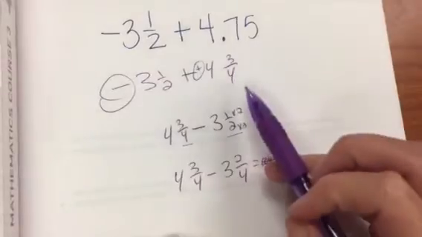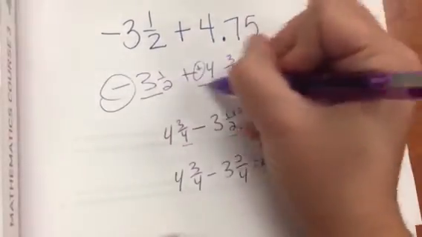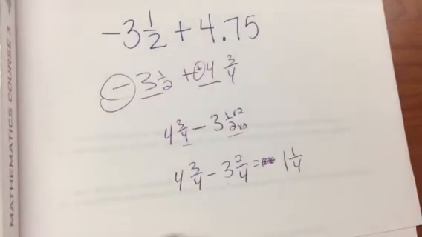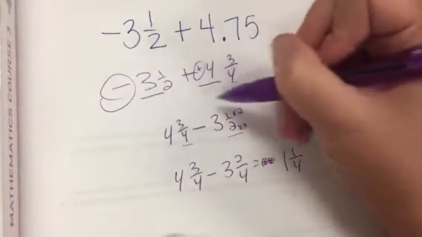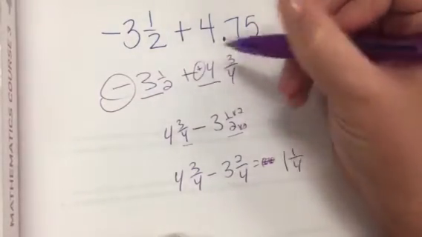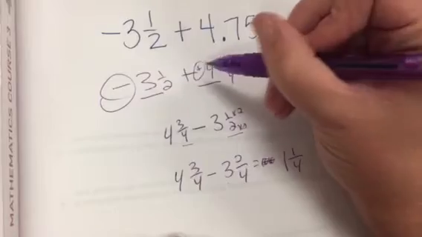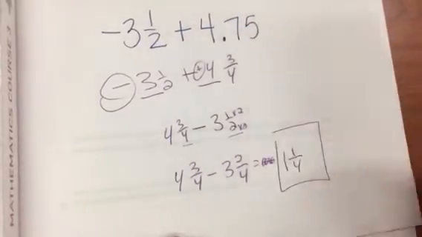Was it positive or negative? So let's look at the whole numbers first. Which one's bigger? The 4. So the bigger digit, or value, or whichever you want to go with, is 4. And that one happened to be positive, so my answer is positive, so 1 1/4.